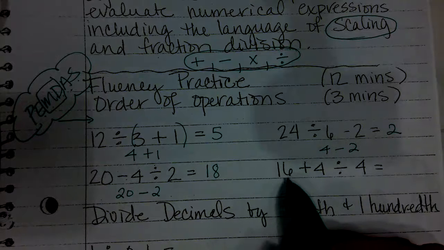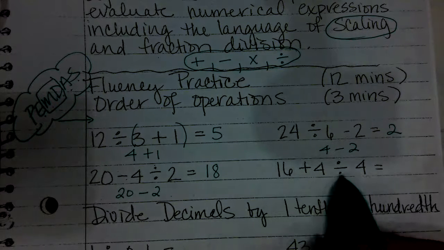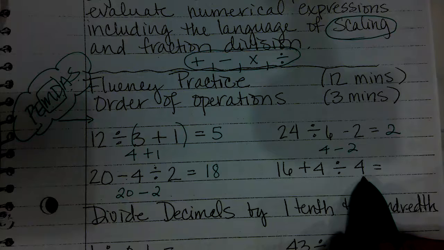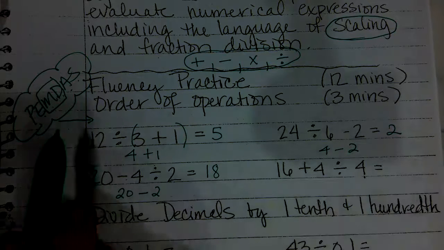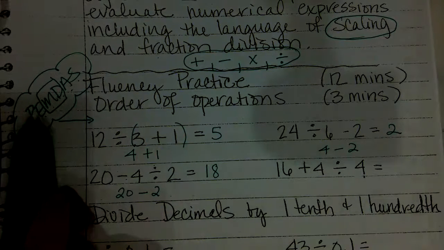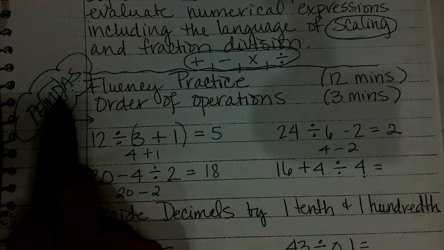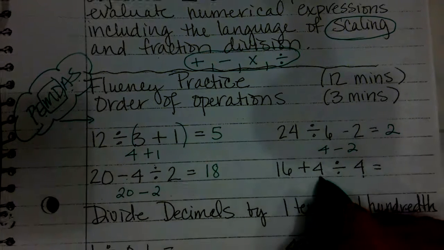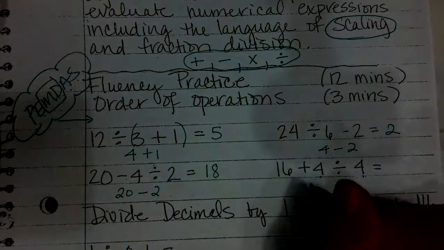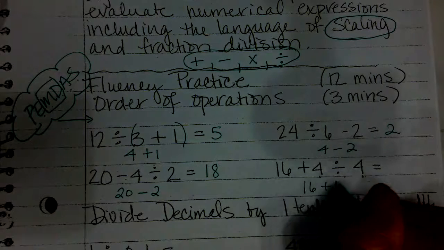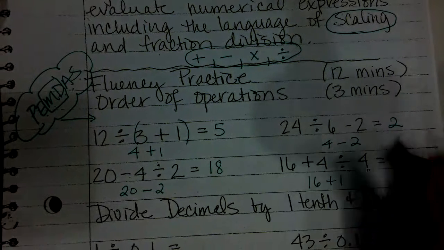Then we have here, let's go 16 plus 4 divided by 4. Now, do we have parentheses? No. Do we have exponents? No. Do we have multiplication? No. Do we have division? Yes. So we're going to go 4 divided by 4 is 1. 16 plus 1 is 17.